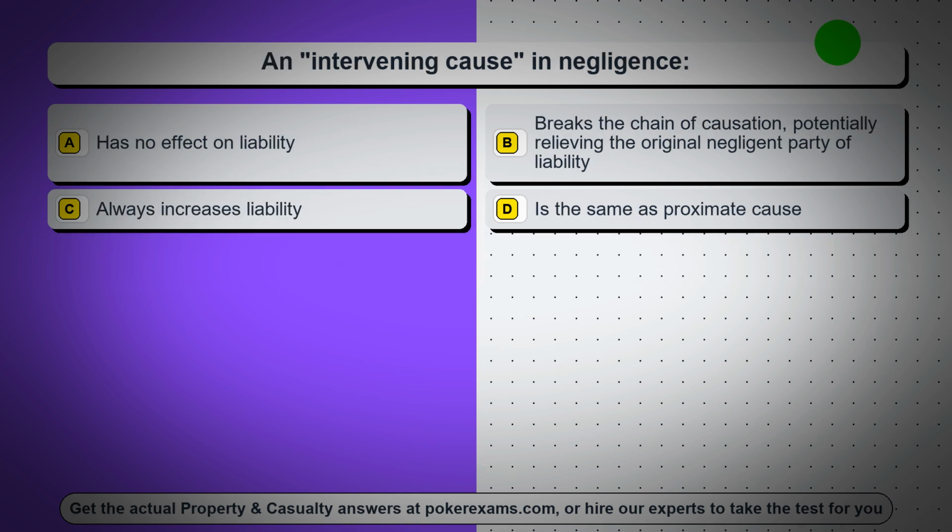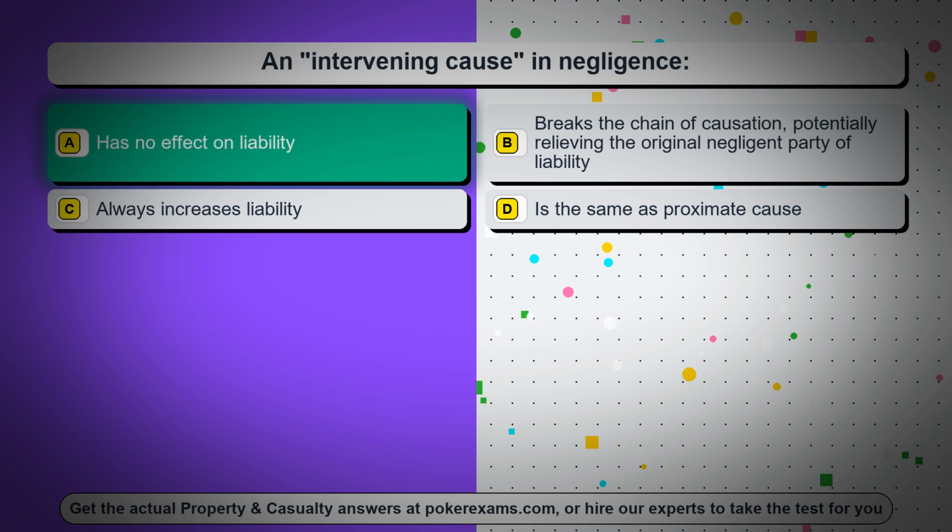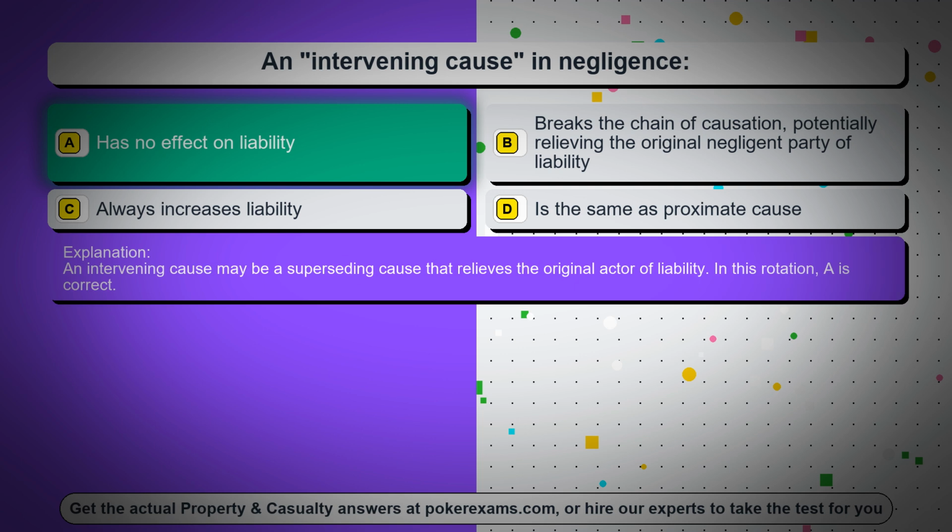Question 87. An intervening cause in negligence: option A, has no effect on liability; option B, breaks the chain of causation, potentially relieving the original negligent party of liability; option C, always increases liability; option D, is the same as proximate cause. The correct answer is option A, has no effect on liability. An intervening cause may be a superseding cause that relieves the original actor of liability.